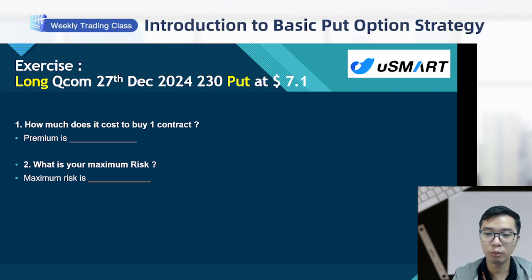So next, what is your maximum risk? Your maximum risk will be your premium. So just now the answer is 710. So now the maximum risk is 710.